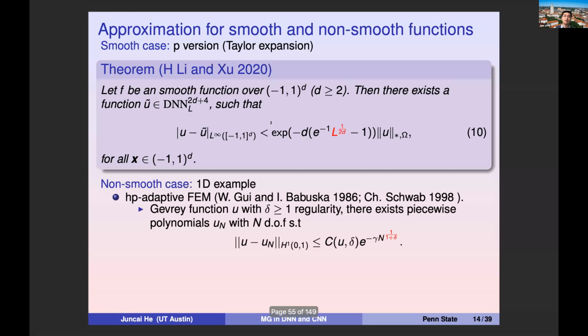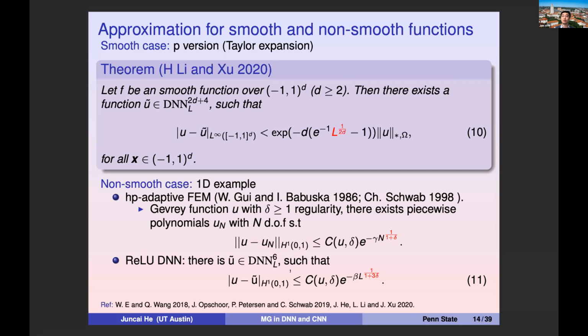The next one is how about the non-smooth function for 1D? For non-smooth functions in 1D, we know that Babuska and Professor Schwab have this beautiful hp adaptive finite element method. So we can approximate this u by n degrees of freedom with exponential convergence. Here we have ReLU, and we can also obtain a similar result. I guess on Wednesday, Professor Schwab will talk about more details of this kind of exponential convergence rate by using ReLU DNN, also for different kinds of functions.